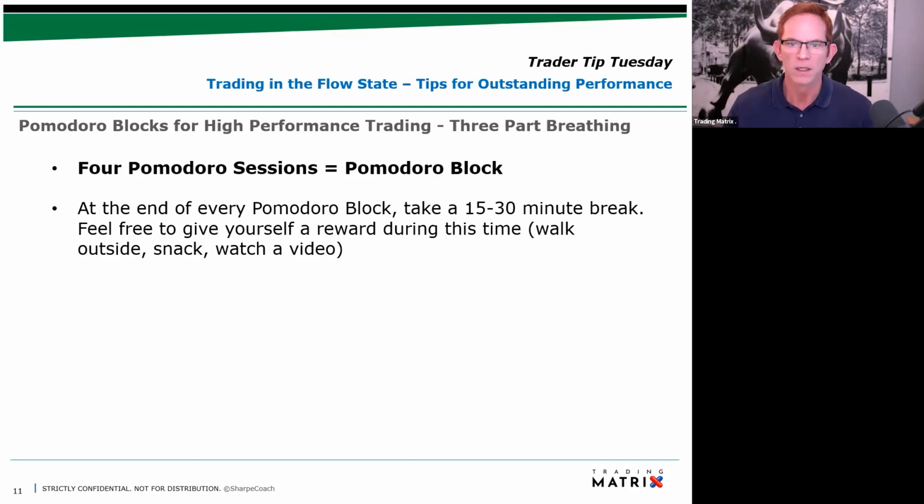You go get a snack. You go walk outside. You go watch a video. I advise you to set this up like a reward system. Give yourself a reward for completing the block. You can do something in 15 to 30 minutes. You can go get your favorite coffee or go get a snack, or like I said, walk outside or call your spouse or whatever it is. But do something fun that removes you from the market, and you can come back and do another Pomodoro block.